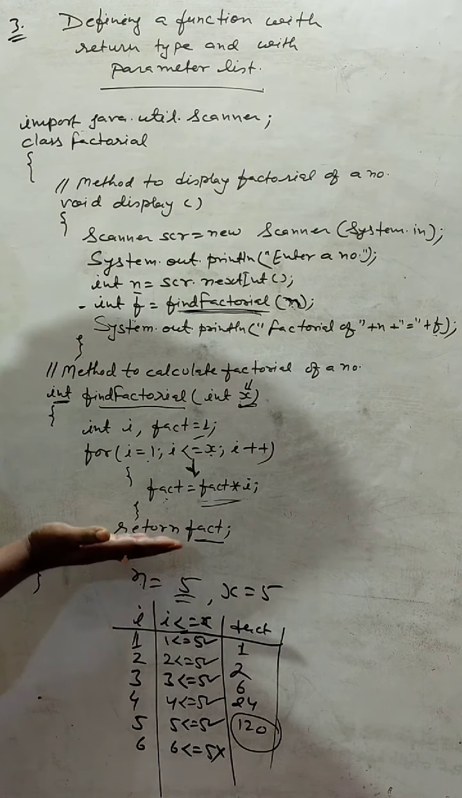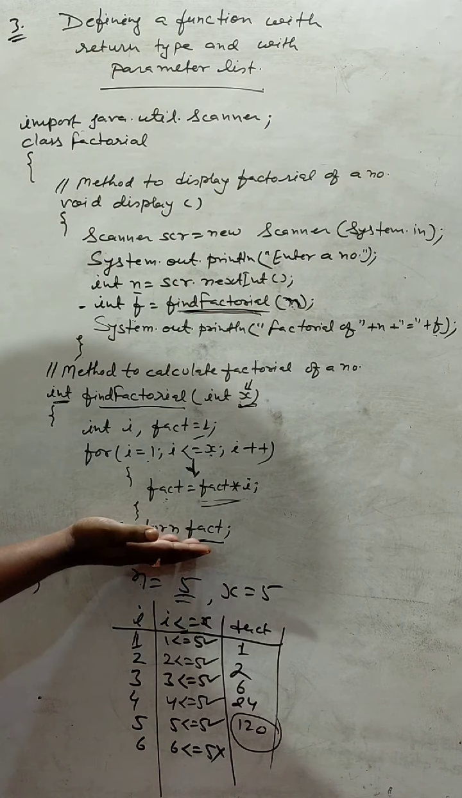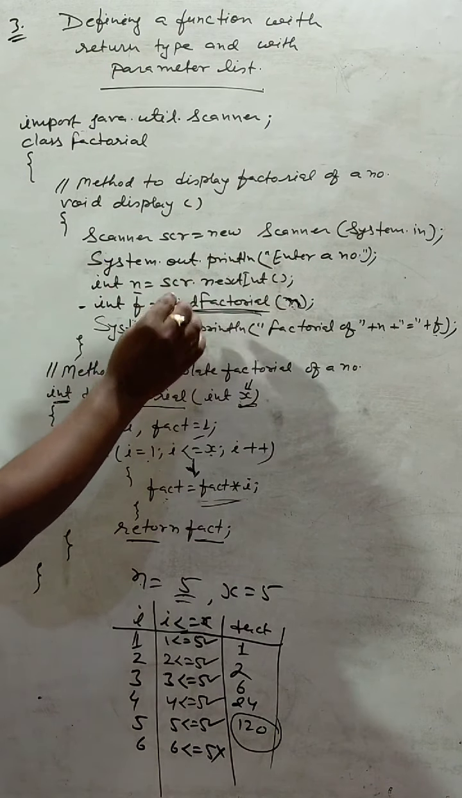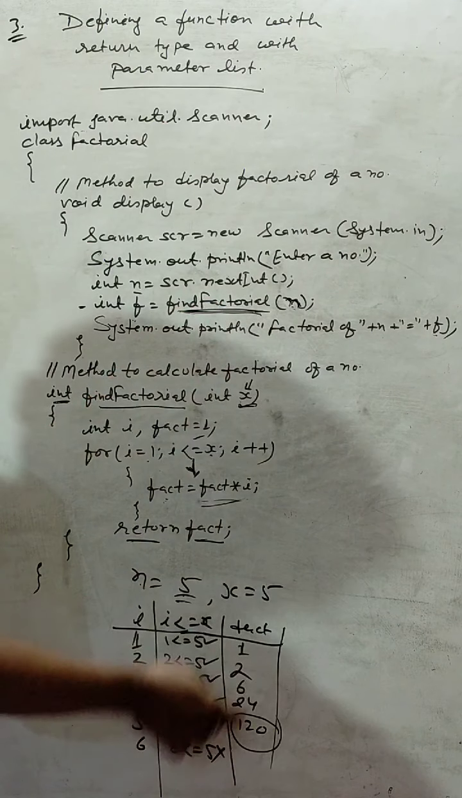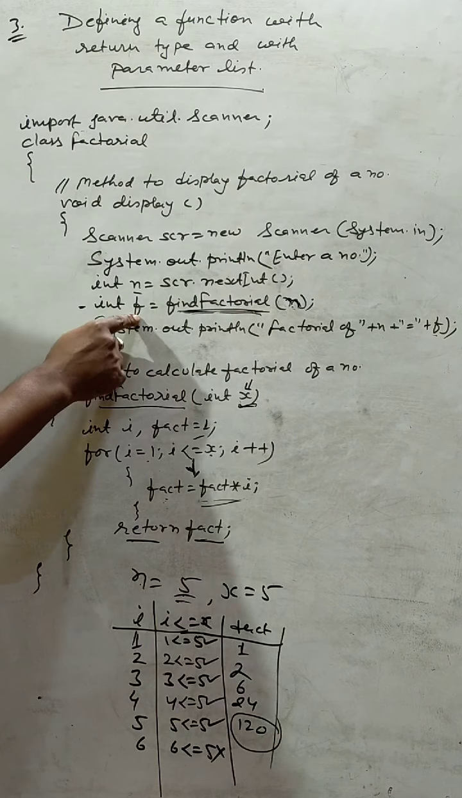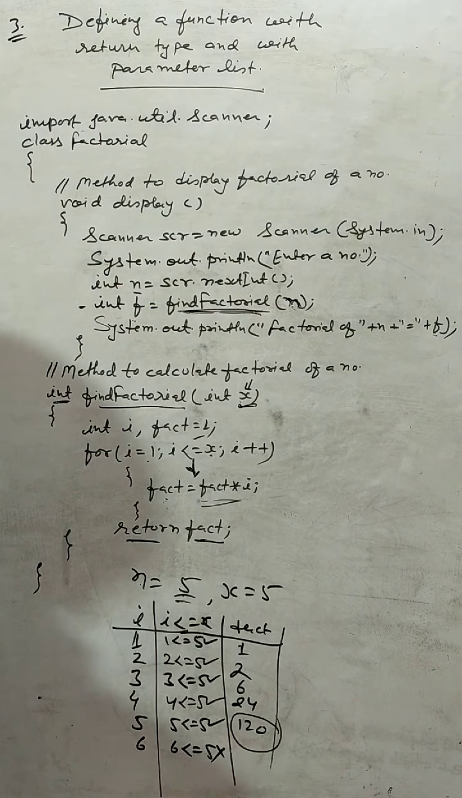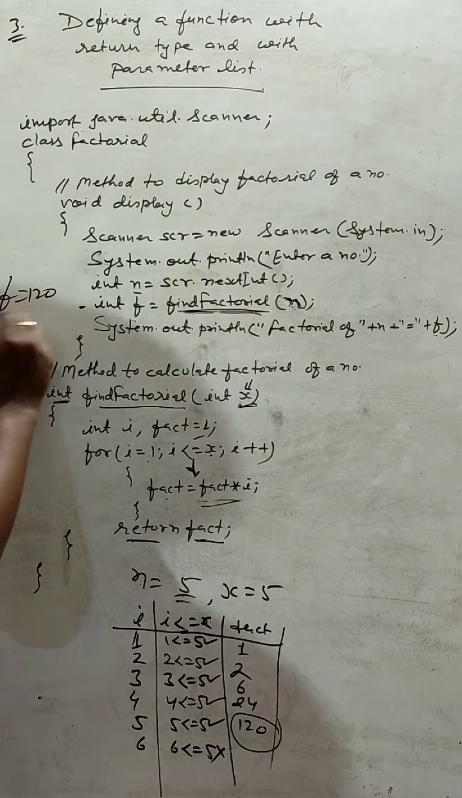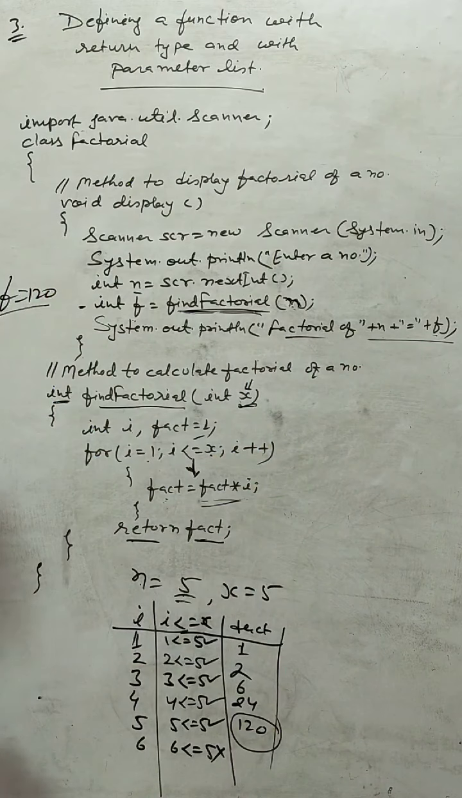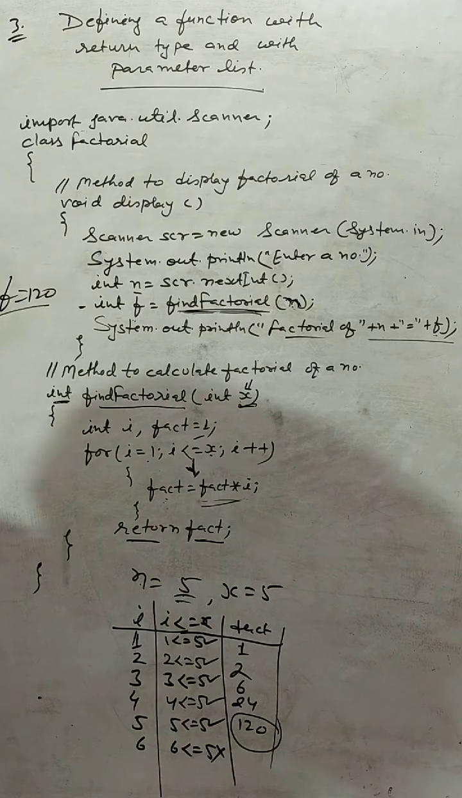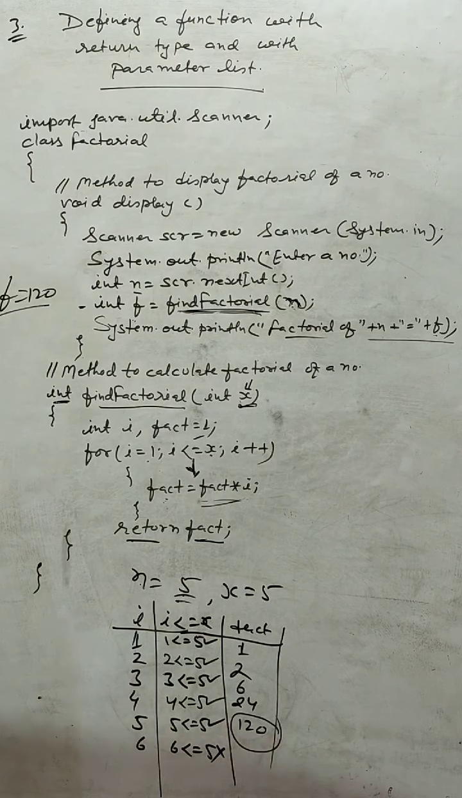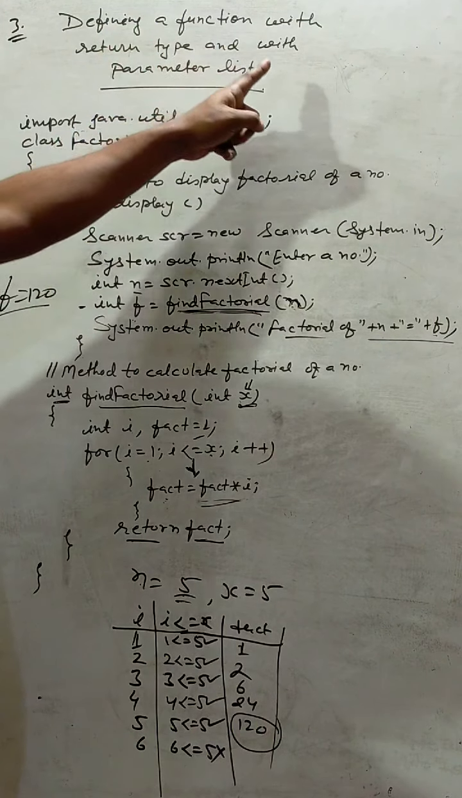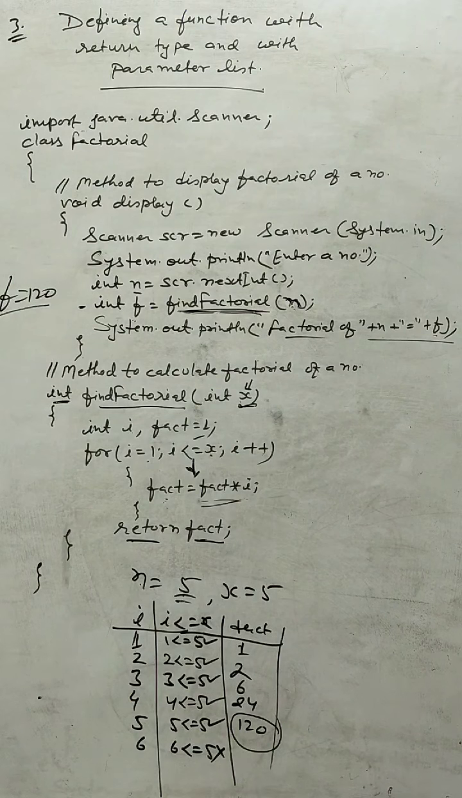Therefore, this return statement returns the value of fact to here, and the value of fact, that is 120, will be stored in variable f. Therefore, the value of f is equal to 120, and we are printing 120 here. So this is the way to use a function with return type and with parameter list.